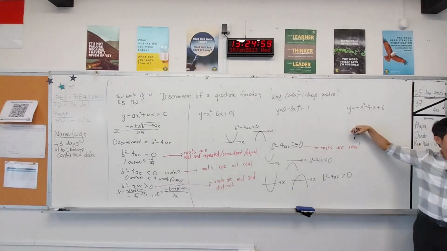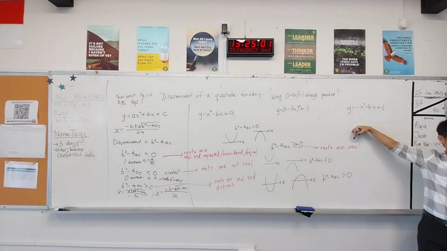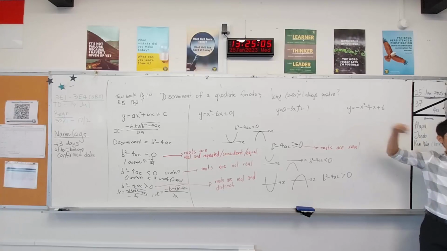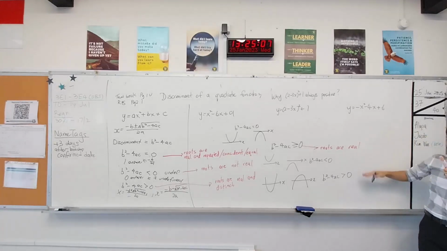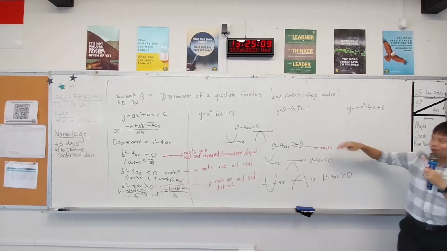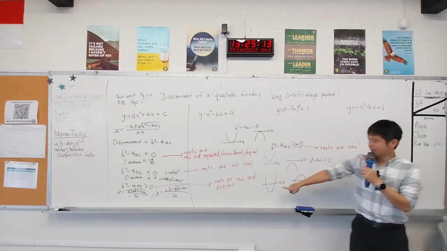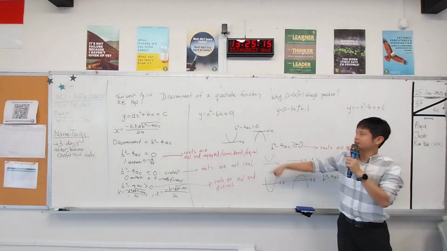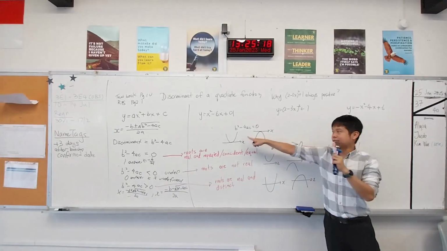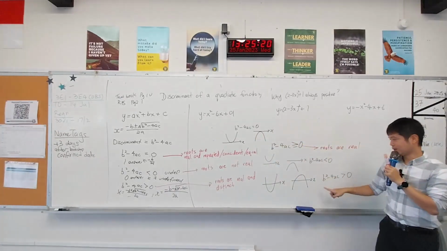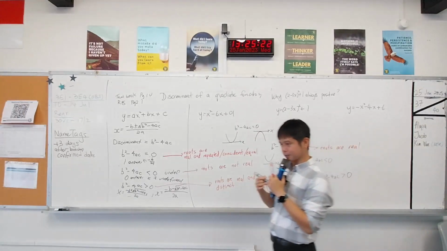Now, what about this? There are two graphs. There are two possibilities. It's either this one or this one. We don't know. So two graphs means what? If it's U-shaped, it will be this one or this. If it's N-shaped, it will be this or this. So that's the whole concept of the discriminant.